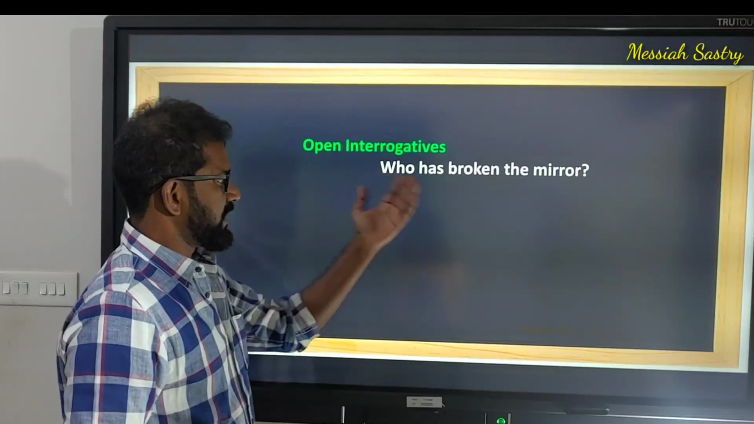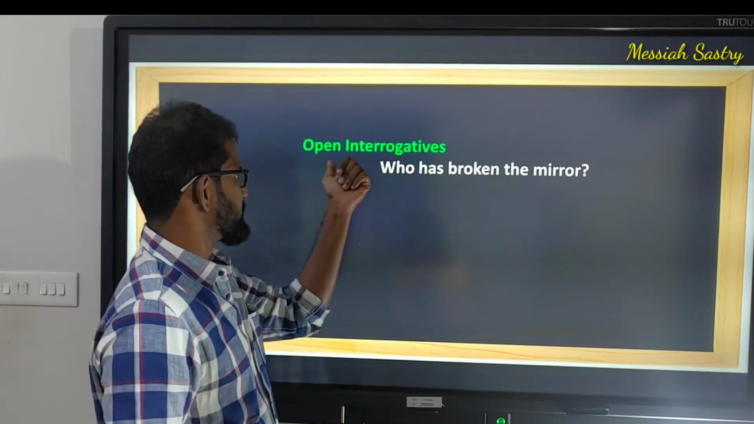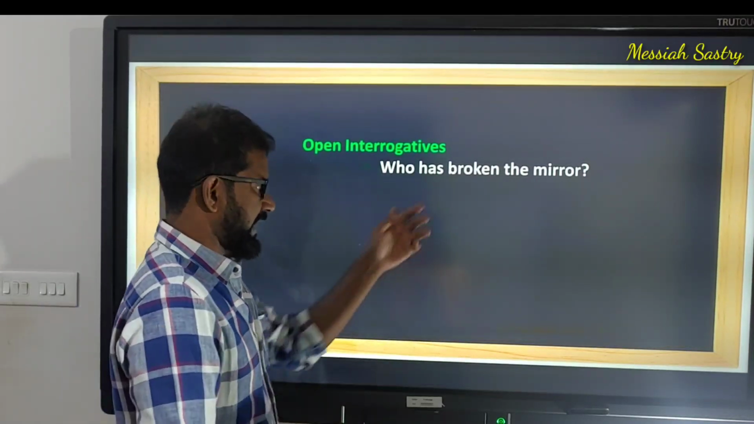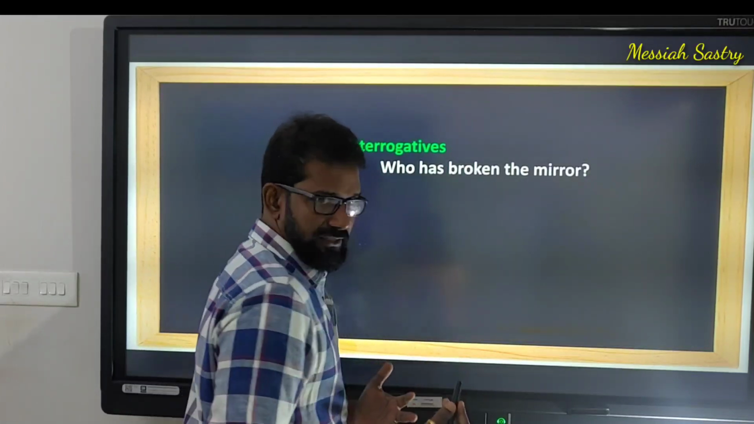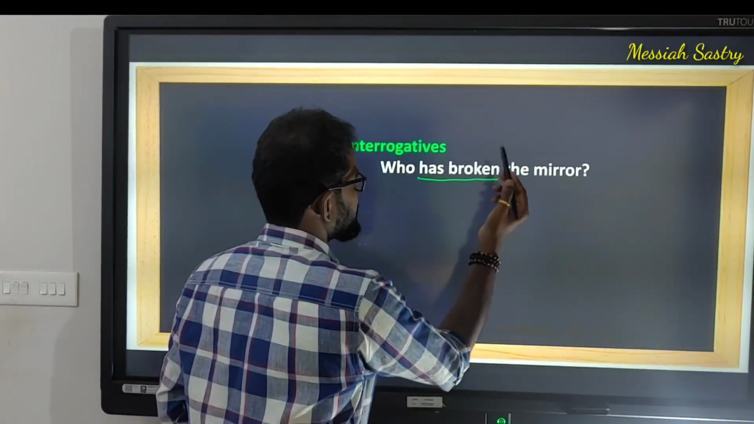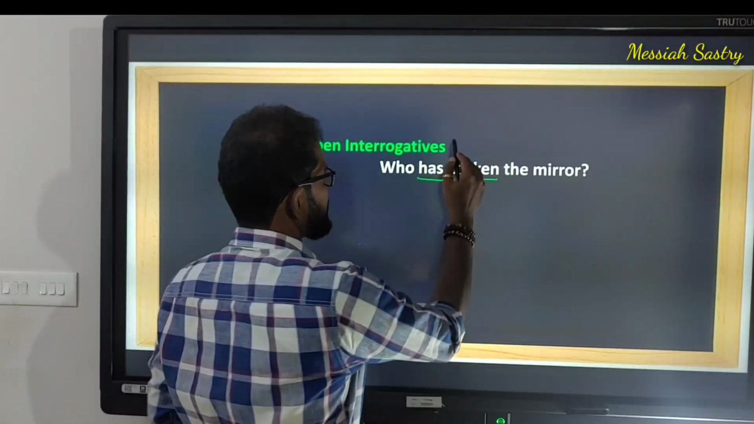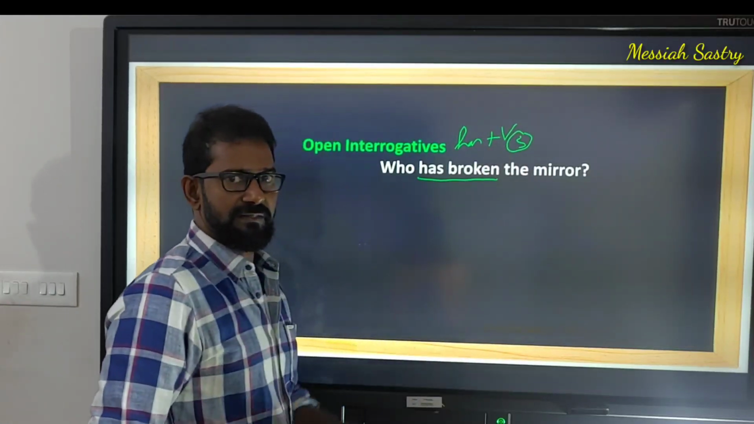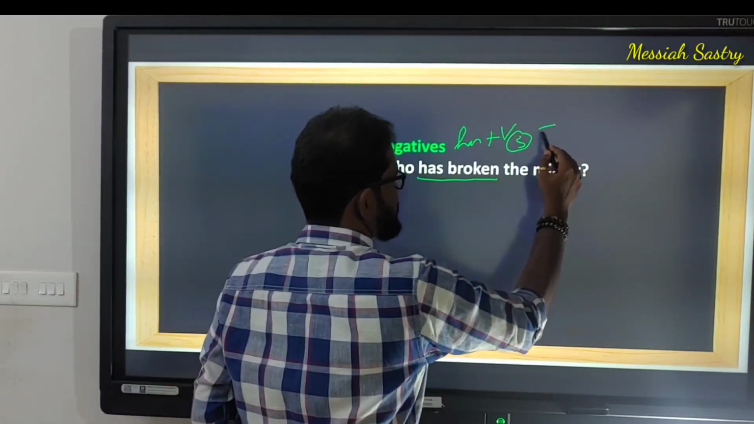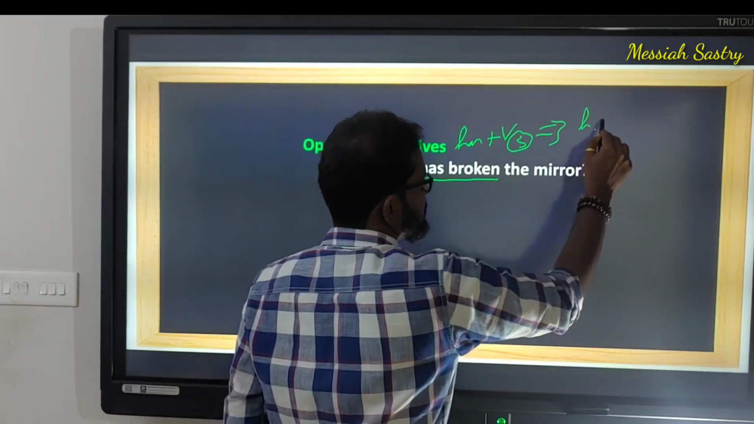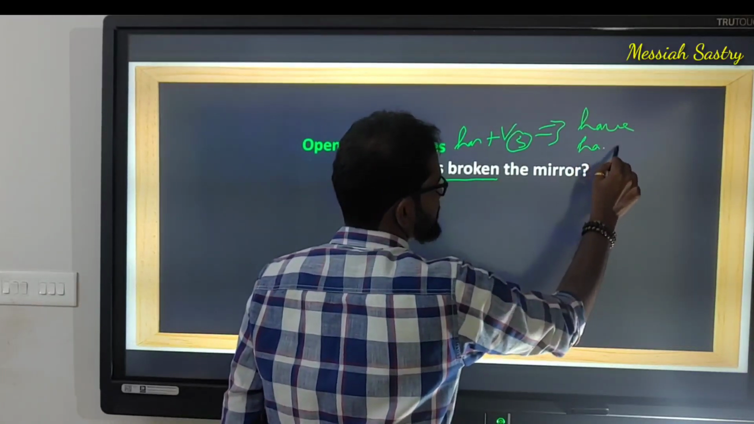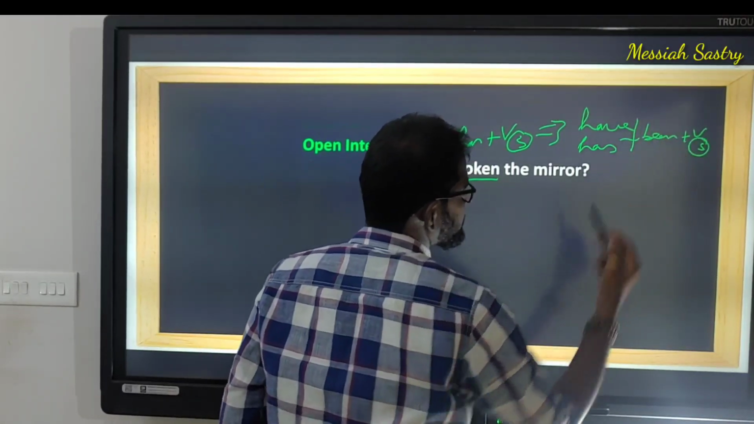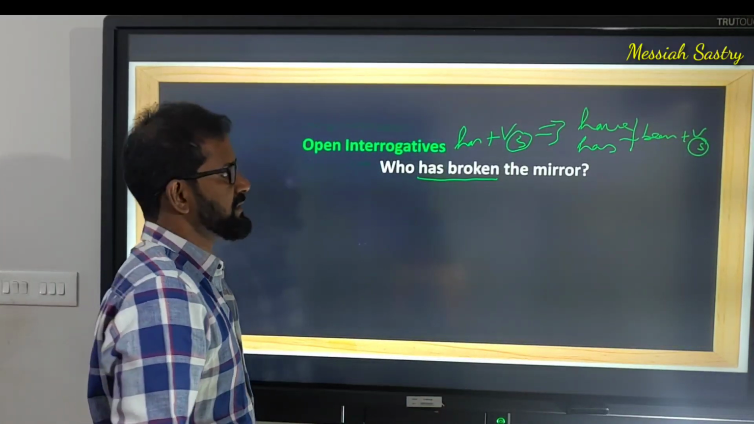Alright. Let us see how we change interrogative sentences, especially open interrogative sentences, from active to passive. First thing, find the verb. What is the verb? Has broken. Has plus V3 is present perfect. What is the passive form for present perfect? Have or has plus been plus V3.